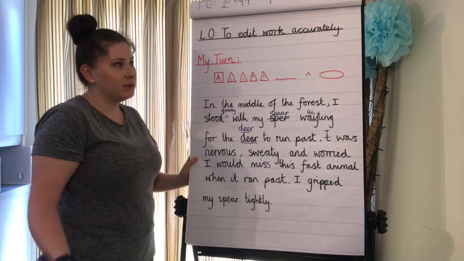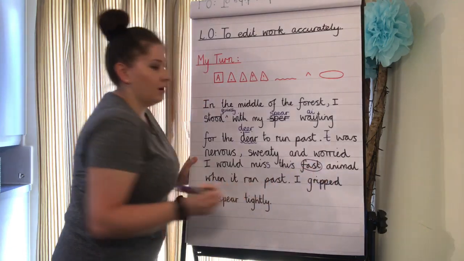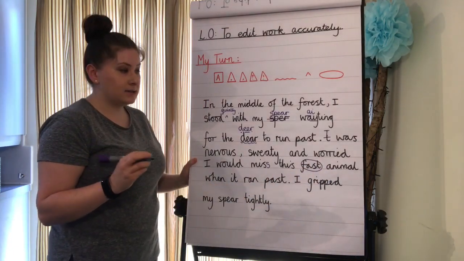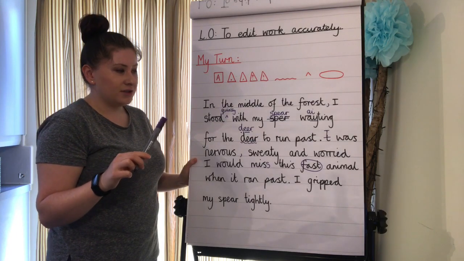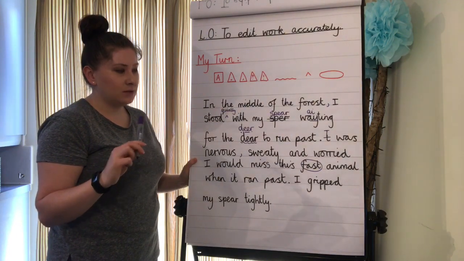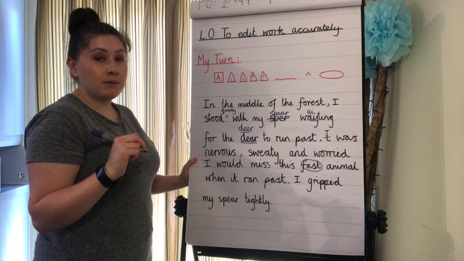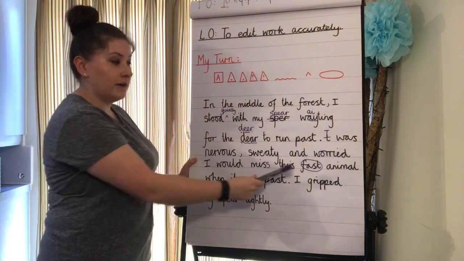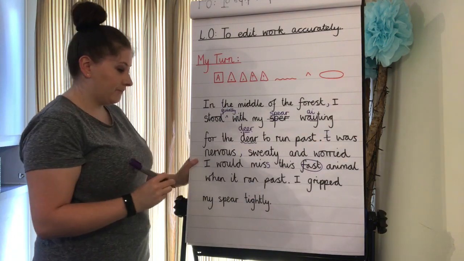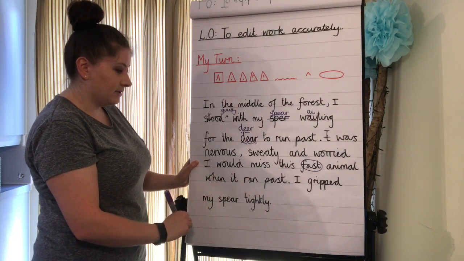Fast. Well, the animal is, a deer is fast, but I actually am going to circle that. I think I can find a better word than fast. Let me think. I could use hasty animal. I could use the word speedy animal. I could use the word quick animal. I'm going to think about that one. It might be that I go to a thesaurus and I look for a synonym. So I'm going to have a think, come back to it. I've circled it so I know that I'm going to come back. When it ran past, I gripped my spear tightly.